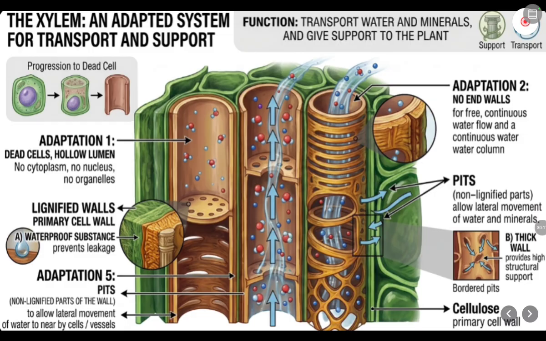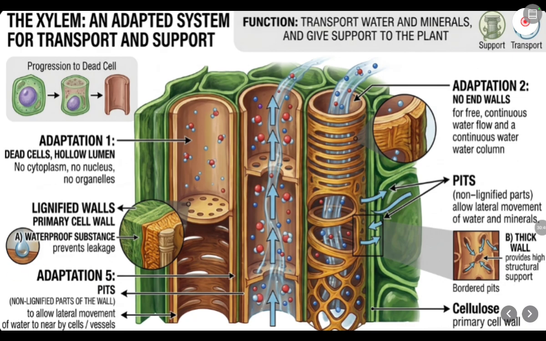It also has lignified walls, and these lignified walls contain lignin, and it has a primary cell wall, and it contains a waterproof substance. So what is lignin? Lignin is a waterproof substance present in the walls of the xylem vessel to prevent the leakage of water, to prevent the water from leaking out of the xylem vessels out of the plant to the surrounding air and these things.